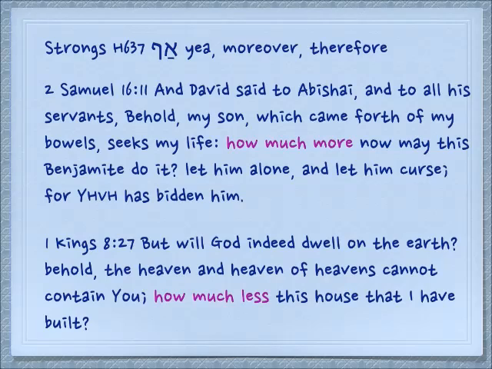2 Samuel 16:11, and David said to Abishai, to all of his servants, behold, my son, which came forth out of my bowels, seeks my life. He's running away from Absalom. How much more now may this Benjamite, Shimei, do it? Let him alone, let him curse, for Jehovah has bidden him. So even my own son is rebelling against me. Even more so, this Benjamite, who's not even of the tribe of Judah, he is against me also.